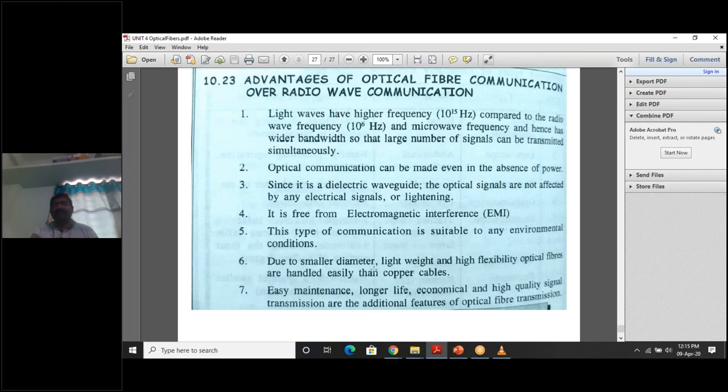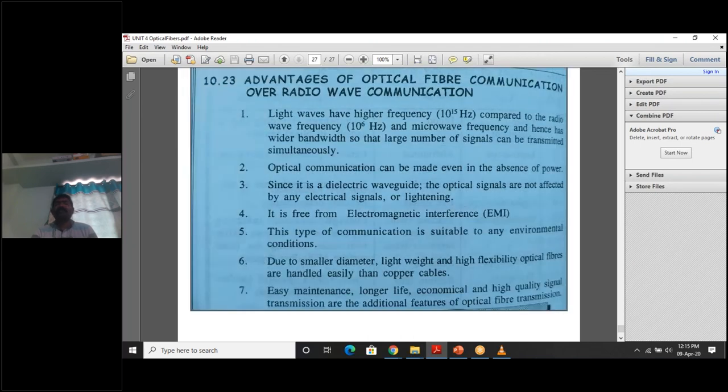Due to the smaller diameter, the width of the optical fiber is very, very small. With light weight and high flexibility, optical fibers are handled more easily than copper cables. Copper cables are metallic cables. They have high weight, they have limited lifetime, and are mostly costly items. So this is the advantage of optical fibers over copper cables. Easy maintenance, you can easily maintain. Longer life, economical, and high quality signal transmission are the additional features of optical fiber transmission.